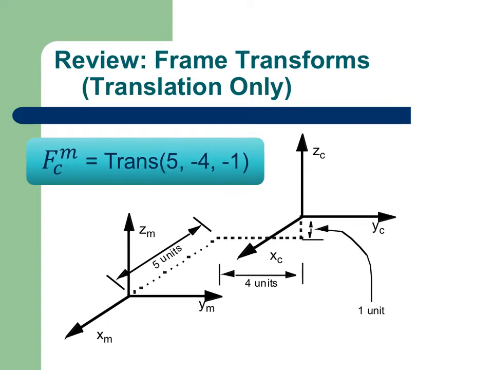And in the case of this example, we had to move, let's see, here's the x-axis, right? So we had to move out by 5 units. There, it's labeled there, in the positive x direction. And then we had to, y goes positively this way, but we need to move this way. So it's -4 units. And we need to go down, and z goes up, so that's -1. So we end up with 5, -4, -1 is the frame transformation from C to M.